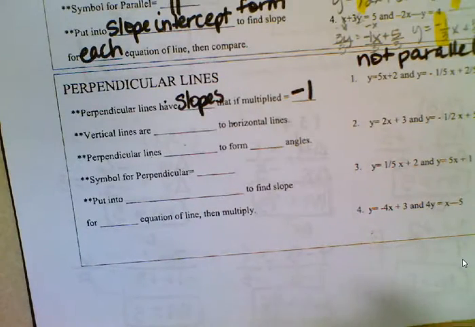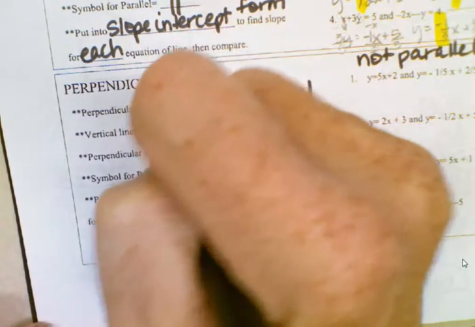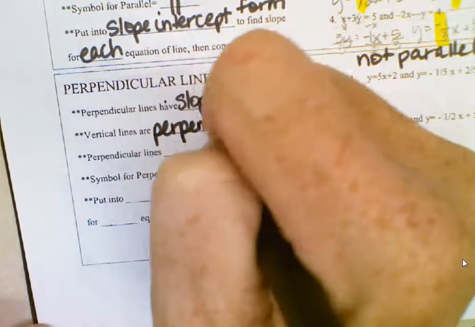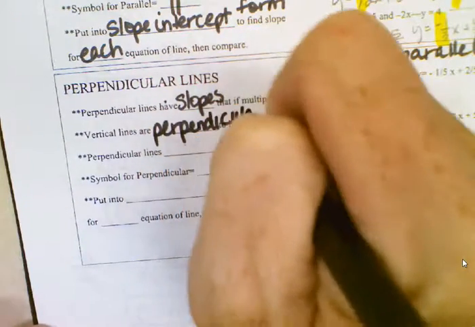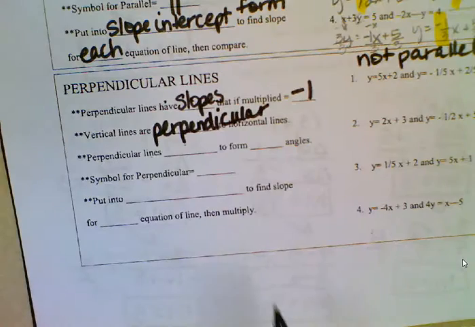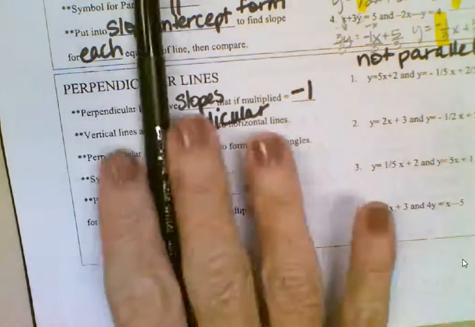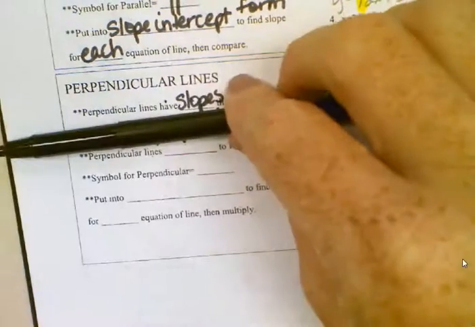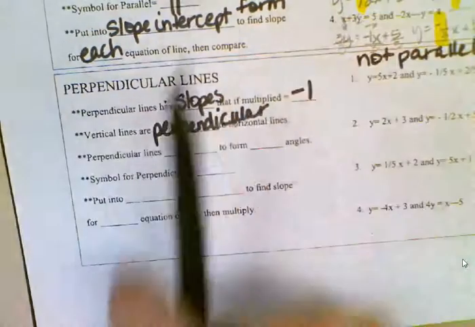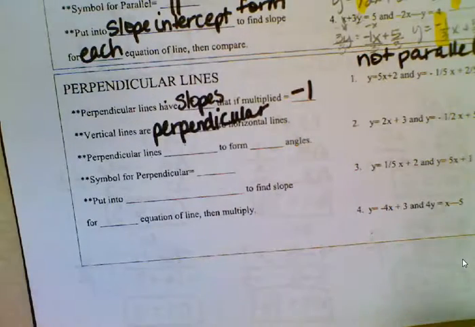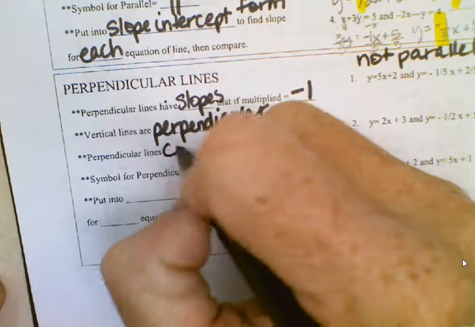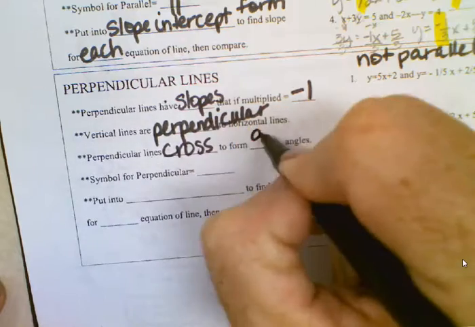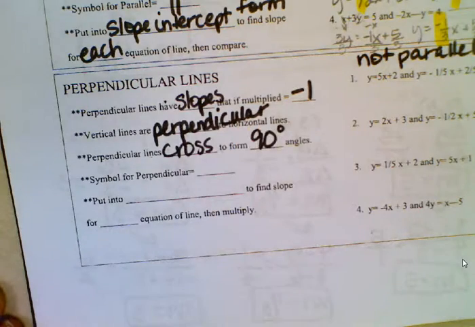Vertical lines are perpendicular to horizontal lines. And we know that because a vertical line would be your y-axis, a horizontal line would be your x-axis. And we know when we cross those, we get a perfect 90-degree angle down in the middle at the origin. Okay? Perpendicular lines cross to form 90-degree angles.